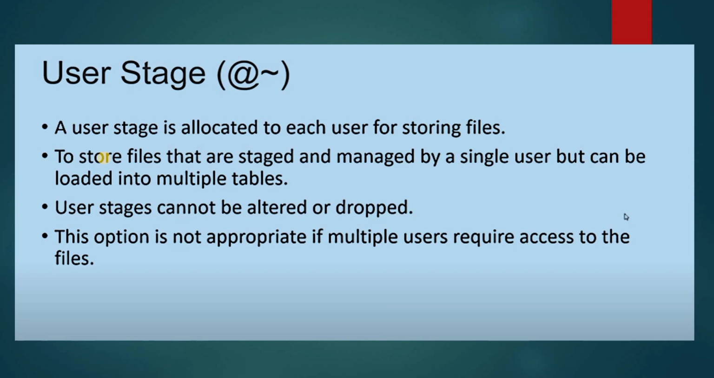Suppose that there is A1 user and he has uploaded some file into his user stage. And there is one user at the same time, B1 user. B1 user has some file, so A1 user's stage files cannot be seen by the B1 user, and B1 user's stage files cannot be seen by the A1 user. So if these two are different users, then these two files are separately managed by the different users. These two files cannot be shared by different users. So this is all about this.